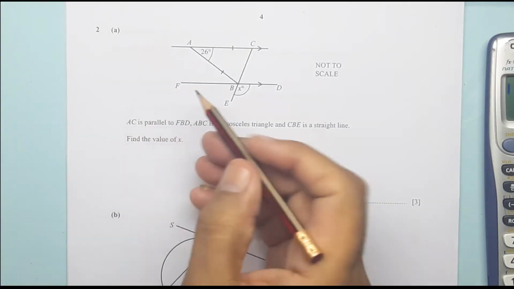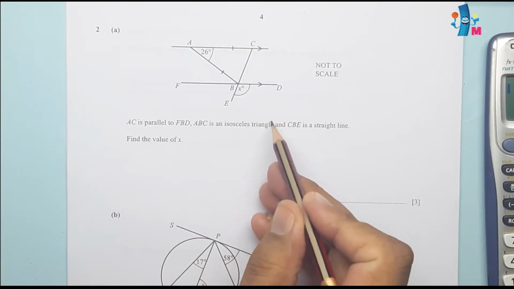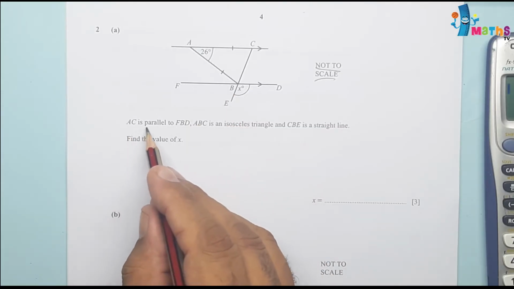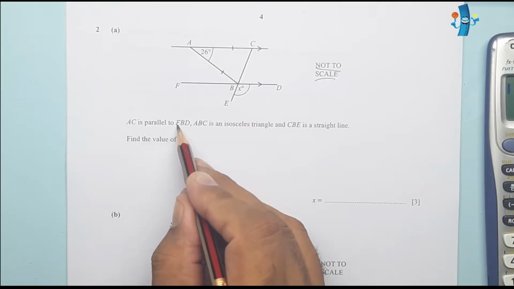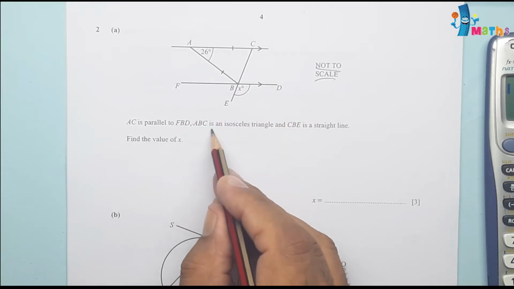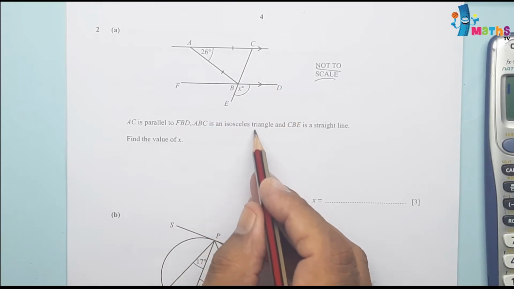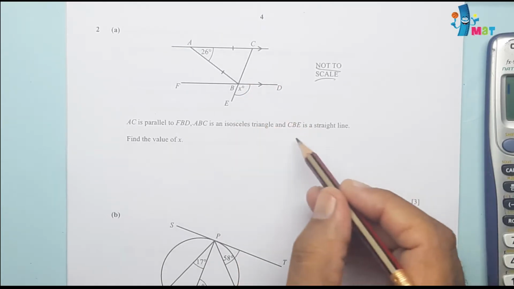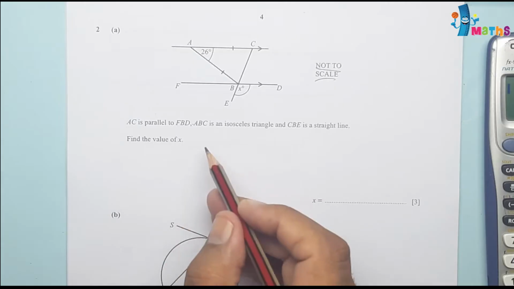Question number 2a part. This diagram is given which is not to scale. We cannot measure anything from here. So AC is parallel to FPD, this line. ABC is an isosceles triangle, and CBE is a straight line. Find the value of X.